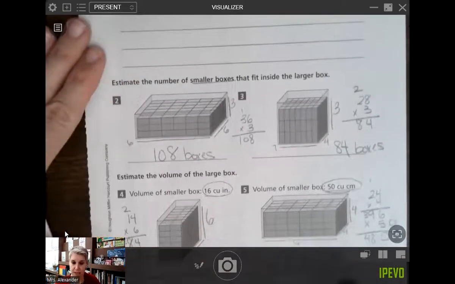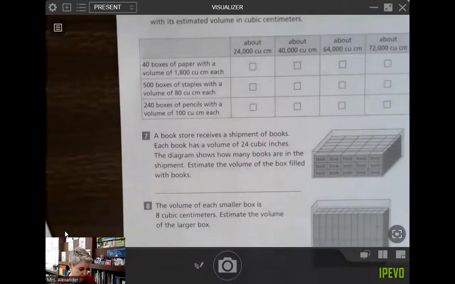So that's our lesson from today. If you want to pause and do the test prep, that's where I'm going next. See how you do. Would you be ready for the test?